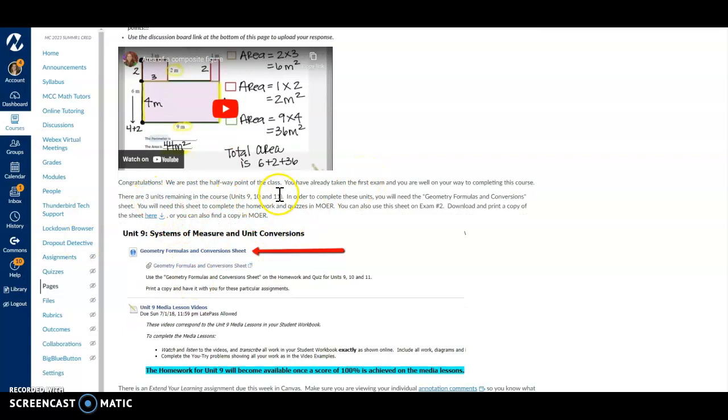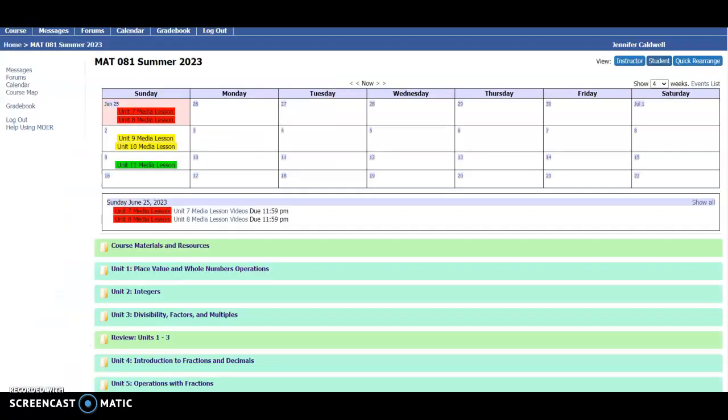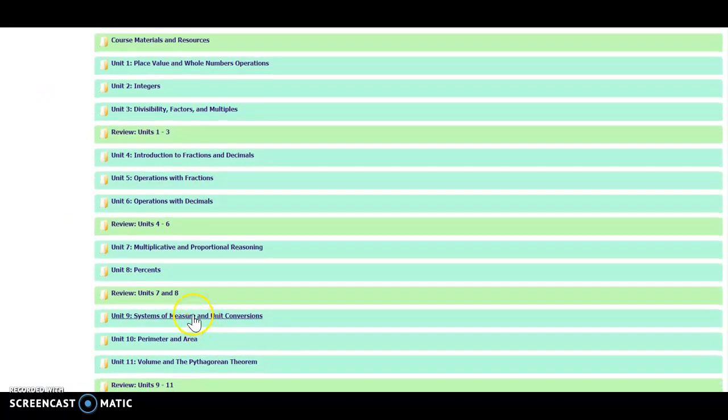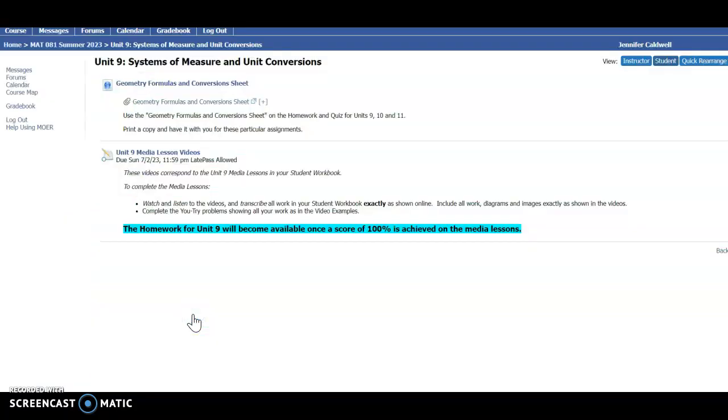For units 9, 10, and 11, you're going to need what we call the geometry, formulas, and conversions sheet. So there's a few places you can download it. You can click on this link right here in the weekly overview page in Canvas, or if you're working in more and you go to unit 9 to start your assignments in unit 9, you'll notice that I have it linked up here in more as well.